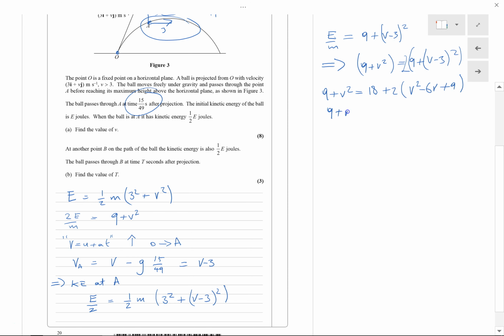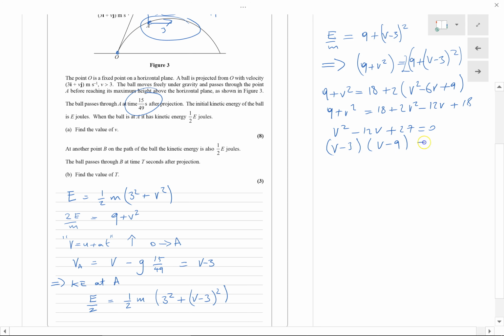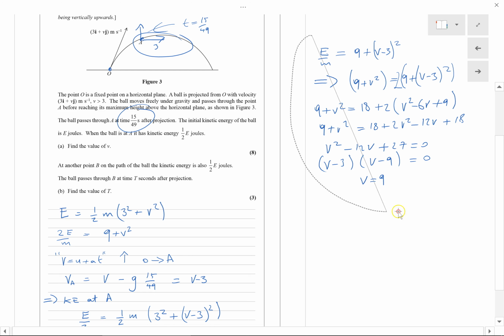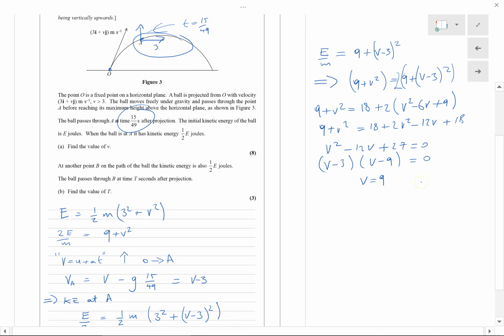Okay, so that gives us 9 plus V squared equals 18 plus 2V squared minus 12V plus 18. So if we take the V's over to the one side, we get V squared minus 12V, we've got the 36 take away the 9, which is plus 27, equals 0. So that gives us V minus 3 is a factor and V minus 9 equals 0. But we're told that V is greater than 3, so we've got V is equal to 9. Okay, not too bad. They do like making up slightly different questions every time, but if you use the principles, not really a problem.